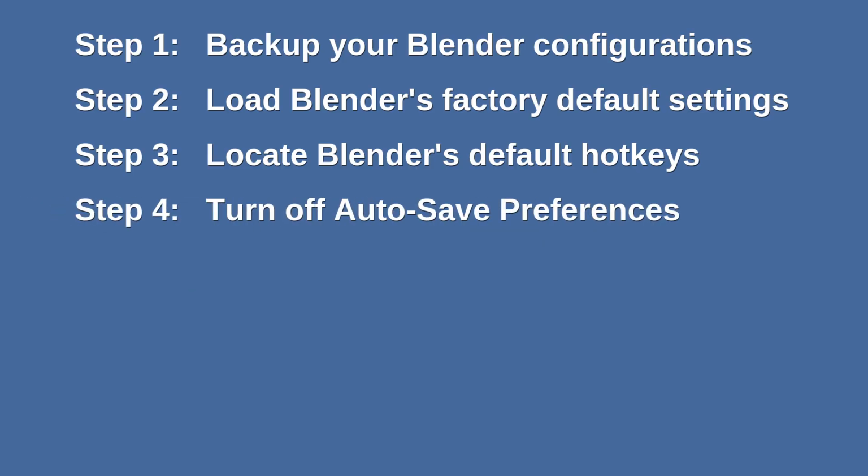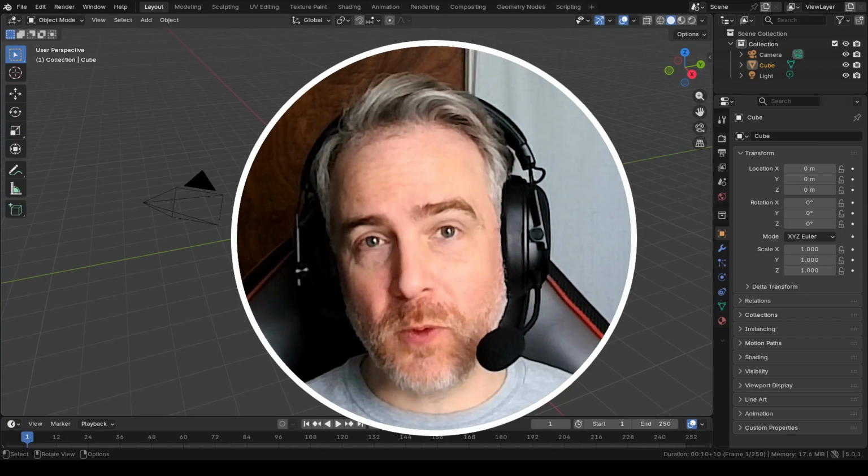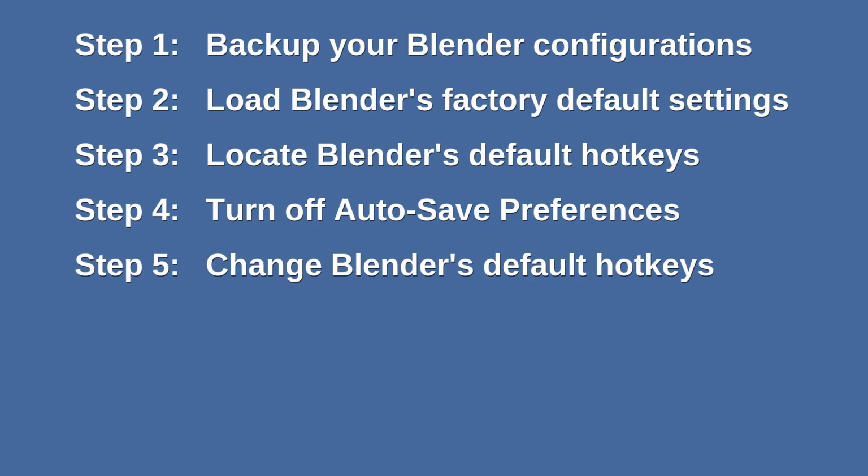Step 4, turn off autosave preferences. Counterintuitively, during this process, we don't want Blender to save our changes. Step 5 is where we actually change Blender's default hotkeys. This part is actually quick and easy and pretty straightforward.